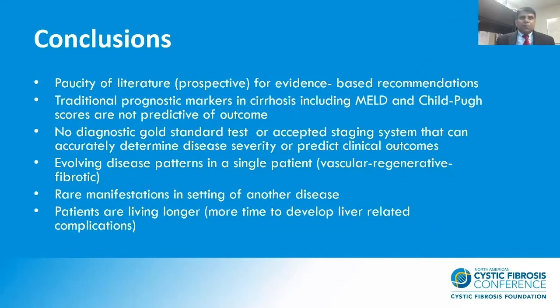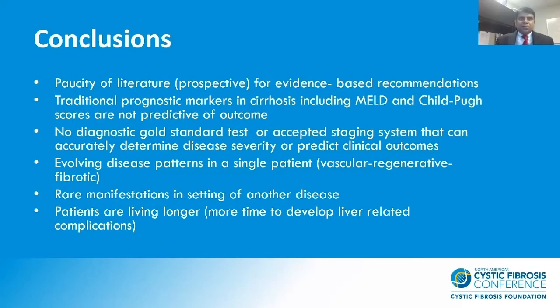Conclusions. One of the problems in obliterative portal venopathy or non-cirrhotic portal hypertension is paucity of prospective literature to make any evidence-based recommendations. As synthetic function is normal, traditional prognostic markers in cirrhosis, including MELD and Child-Pugh scores, are not predictive of outcomes. No diagnostic gold standard tests or accepted staging system. As we all know, staging is an important concept of any disease, but here traditional markers like albumin and PT don't work, or they're typically normal.